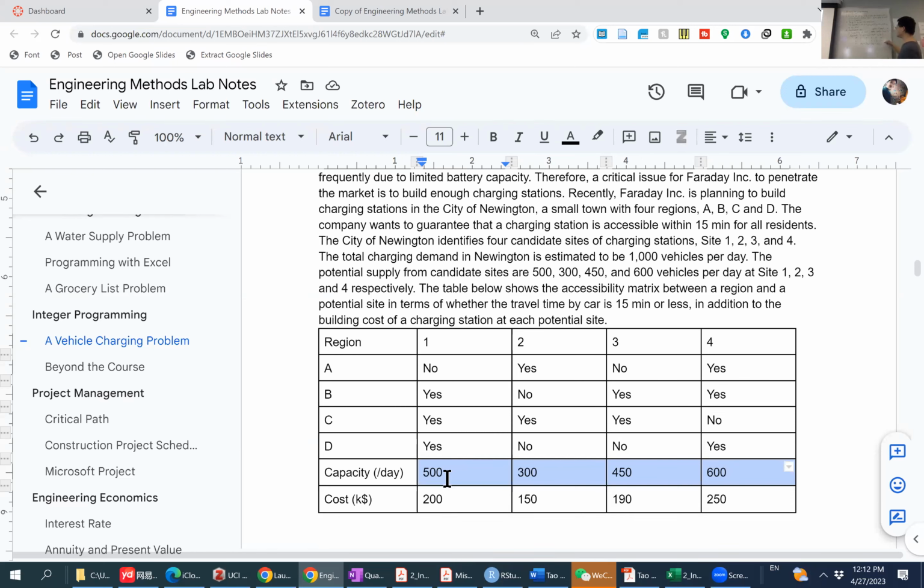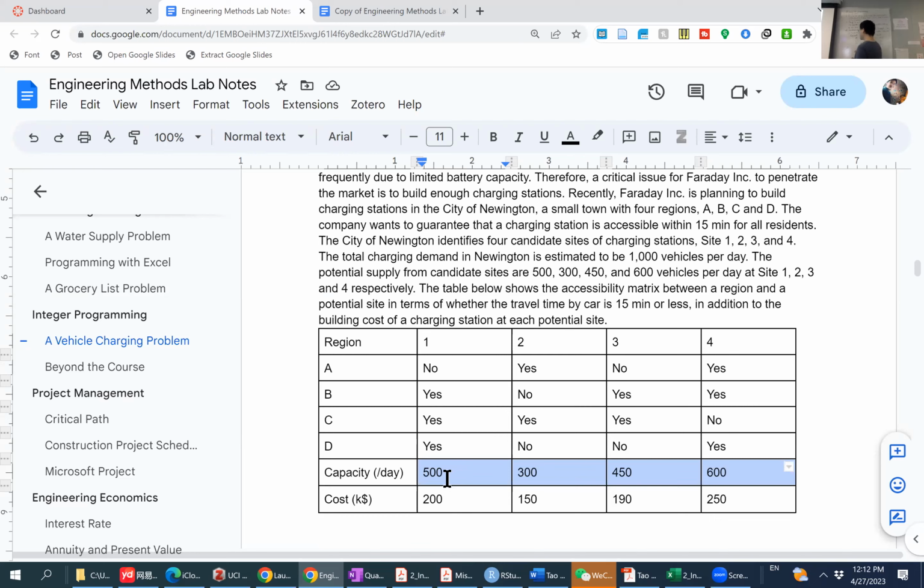We want to guarantee that each of the regions has at least one station that's available within 15 minutes. Because the accessibility matrix here represented by yes and no already carries the 15 minutes constraint inside. So using the 0 and 1s of coefficients will include such constraint. So we don't have to write 15 anywhere as one of the coefficients.